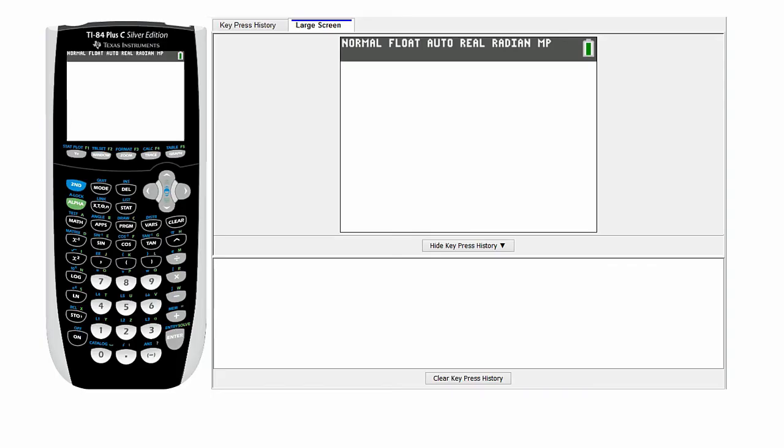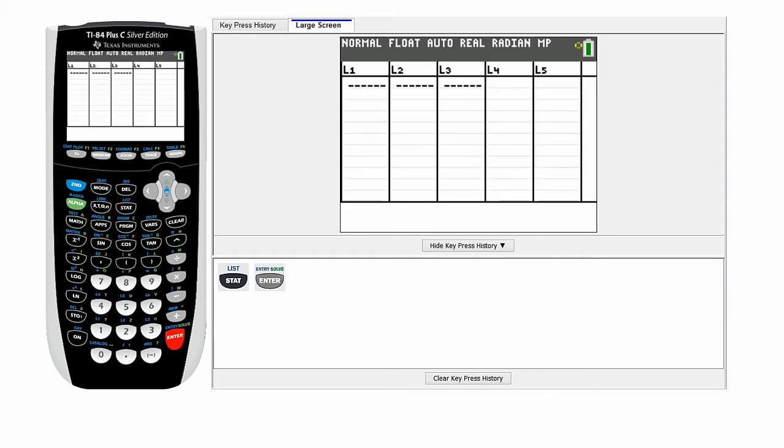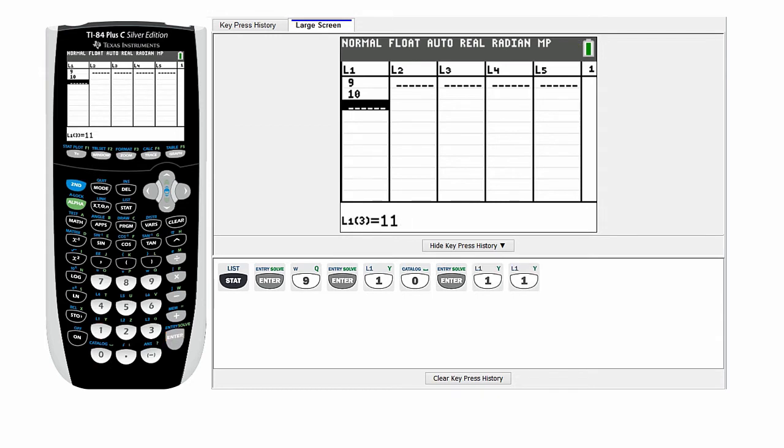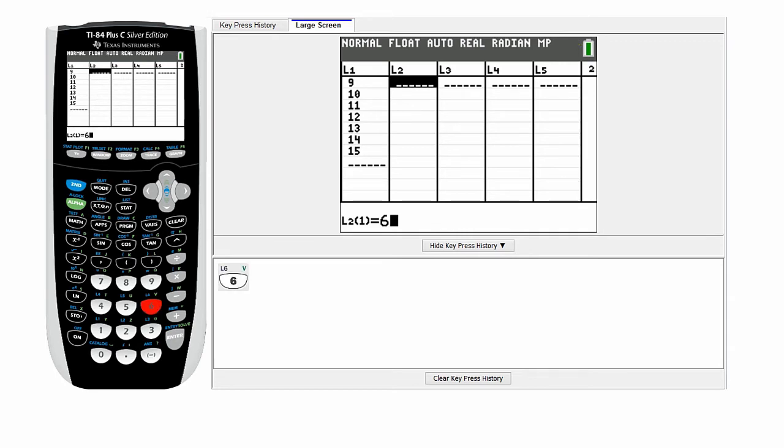On our calculator, push Stat. We want one, edit, enter. Under L1, we want to type our time. 9, enter. 10, enter. 11, enter. 12, enter. 13, enter. 14, enter. 15, enter. Under L2, we want to type 6, enter.